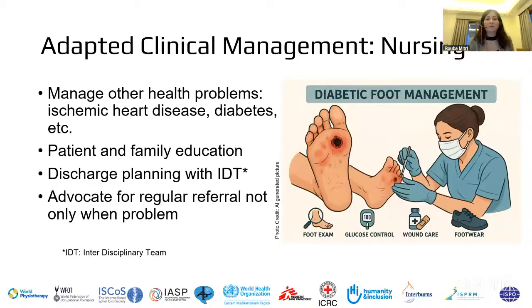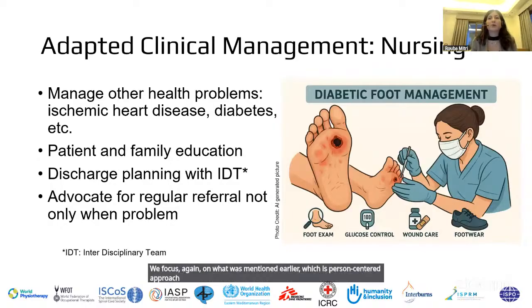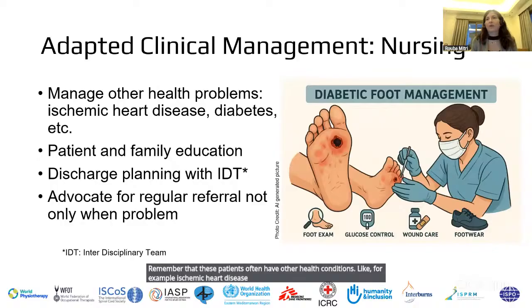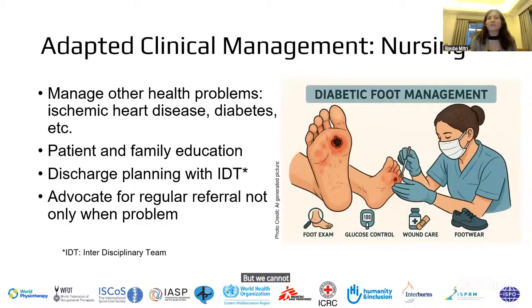Adapted clinical management when it comes to nursing. We focus again on what was mentioned earlier, which is the person-centered approach. It's important not only to care for the amputated limb. Remember that these patients often have other health conditions, like, for example, ischemic heart disease or diabetes, and things get even more complicated with diabetes. And we cannot overlook examining the other lower limb.